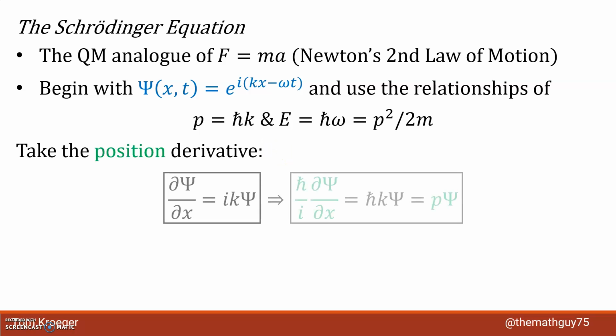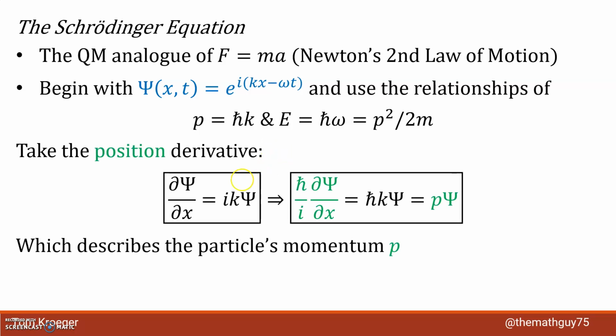So let's start by taking the position derivative. Because it's an exponential, we just get ik times the function back again, which is pretty nice. It doesn't change it. And using the relations up above, if we multiply both sides by h bar over i, where h bar is Planck's constant, we can come up with h bar over i times the first position derivative is equal to the momentum times the function. So this is an equation that describes the particle's momentum.